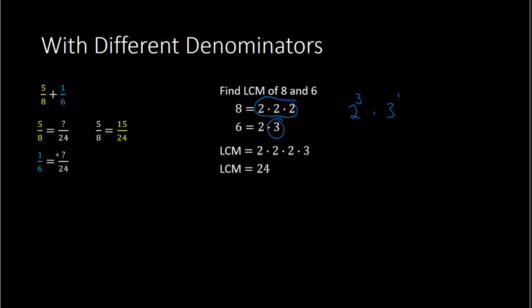So then 1 times 4 on the top would give me 4. So 1 over 6 can be written as 4 over 24. So now I'm adding 15 over 24 plus 4 over 24. So I add the numerators together, 15 plus 4, which would give me 19 over 24.